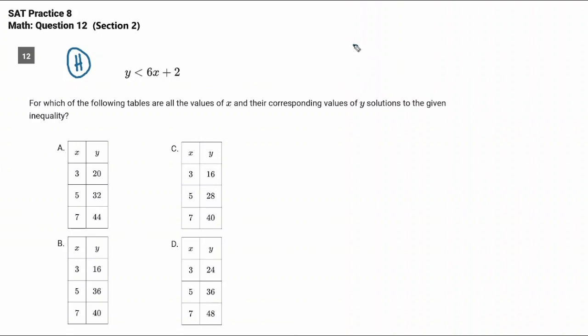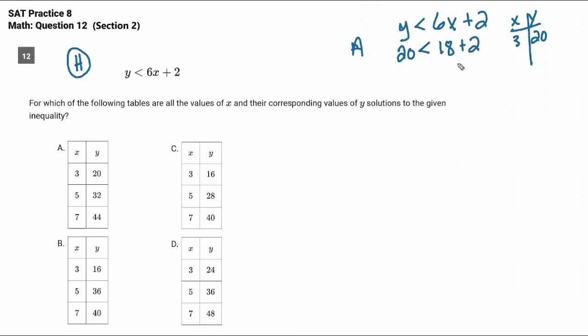So I'm going to start by writing down A. I'll write the equation. I want to keep a chart of my x's and y's because I don't want to get them confused. So the first time I do it, y is 20. Is that less than 6 times x, 6 times 3, 18 plus 2? Is 20 less than 20? It's not. So A is gone. I'm going to write A, B, C, D. I'm going to cross out A. So I go to B.